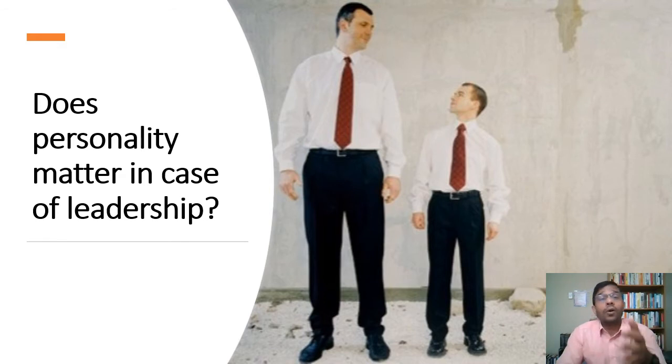Then there is also research that has been done. This is more modern research on personality traits, from which we know there are certain personality traits that are associated with being more effective in the role of leadership. So yes, it turns out that personality traits do matter a lot when it comes to leadership.